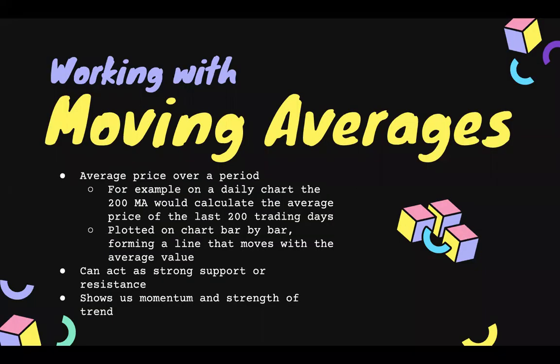So what is a moving average? The moving average is going to be the average price over a period of time. For example, on a daily chart, the 200 moving average will calculate the average price of the last 200 trading days. It's plotted on a chart bar by bar, and it forms a line that moves with the average value. These moving averages can act as strong support or resistance. They will act as areas of interest in a chart, and they are going to show us the momentum and strength of a trend.